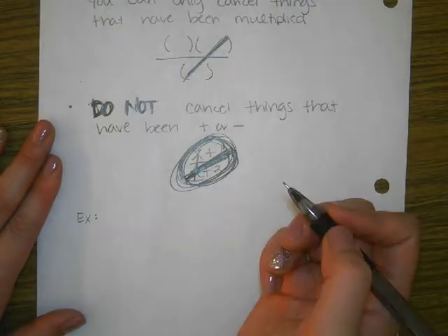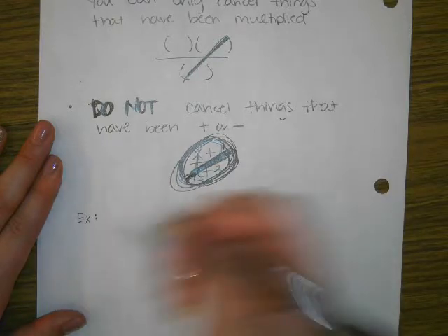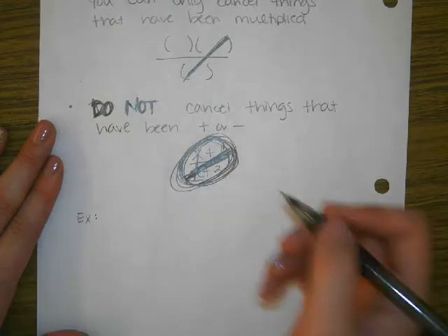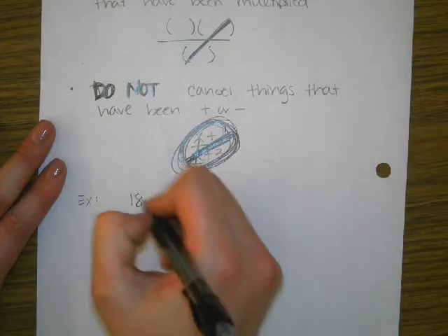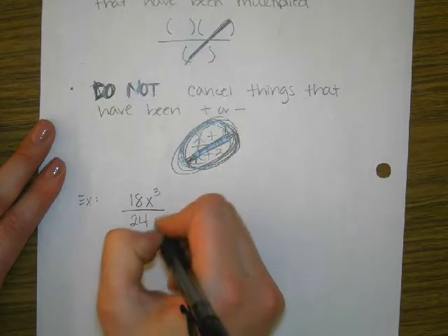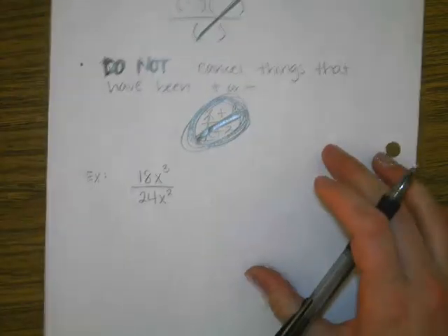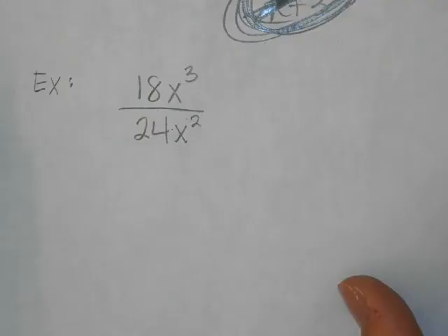There's no such thing as a quadnomial. After that, they call it a polynomial. Polynomial is like 4 terms, 5 terms, 6 terms, 7 terms, 8 terms, 2 terms, 1 term. Polynomial defines everything. So for this example, we're going to do 18x to the third divided by 24x to the second.